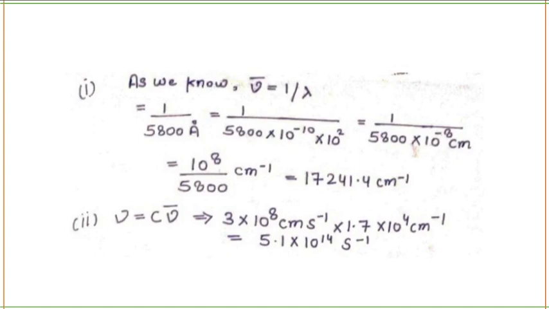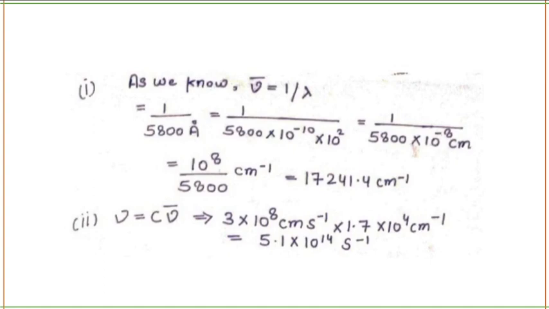So 1 by 5800 angstrom is equal to 1 by 5800 into 10 to the power minus 10 into 10 to the power 2. After solving this, you will get 1 upon 5800 into 10 to the power minus 8 centimeter. And after solving this equation, you will get the answer as 17,241.4 centimeter inverse.